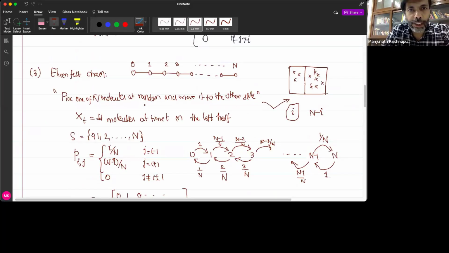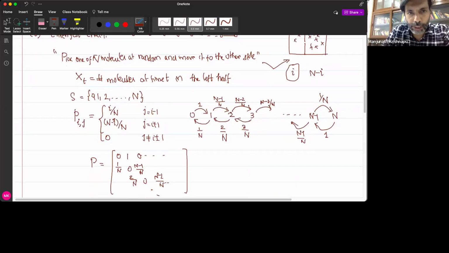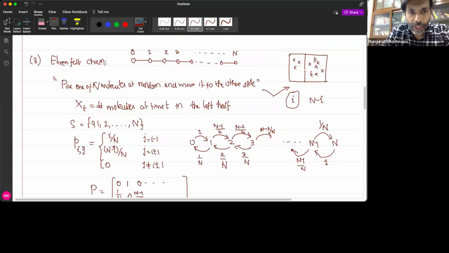The Ehrenfest chain has n plus 1 states from 0 to n. The state is how many molecules are on the left partition. You can forget about the gas motivation if you want, and just think that wherever you are in this 0 to n, you will move. If you are at location i, you will move to the right with probability (n minus i) by n and to the left with probability i by n. Okay, so that's what will happen.